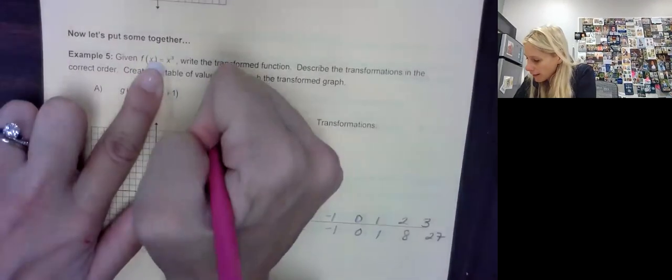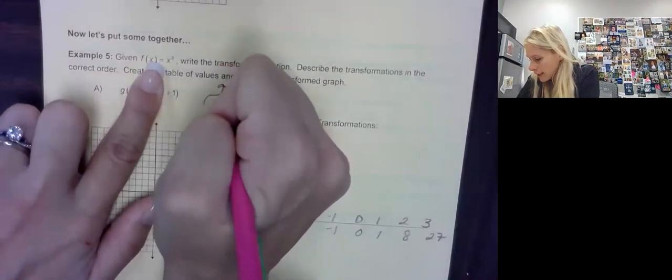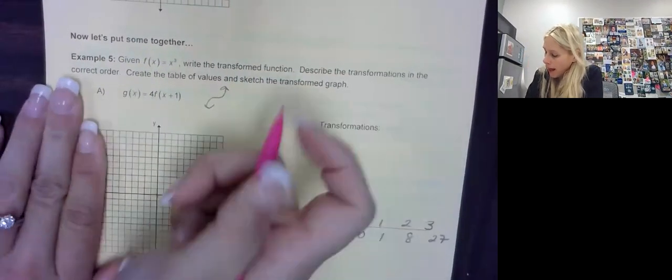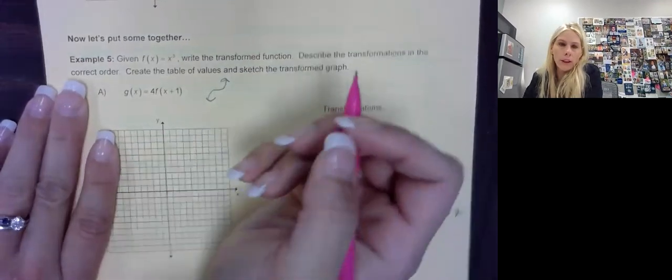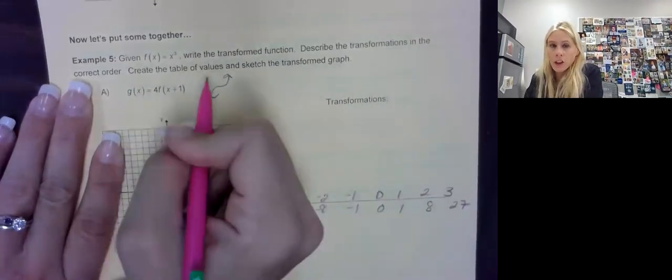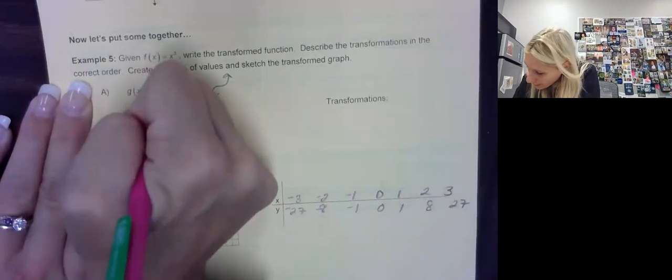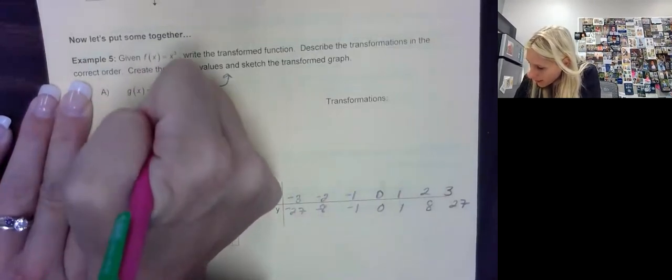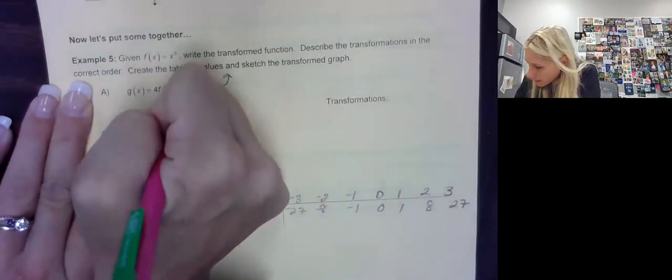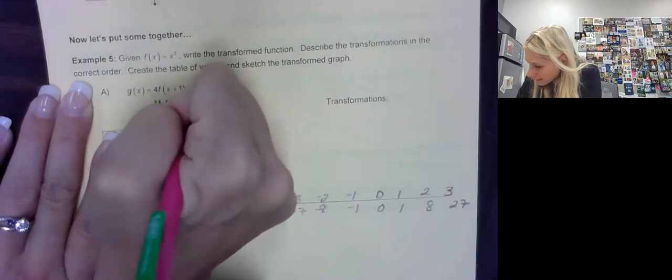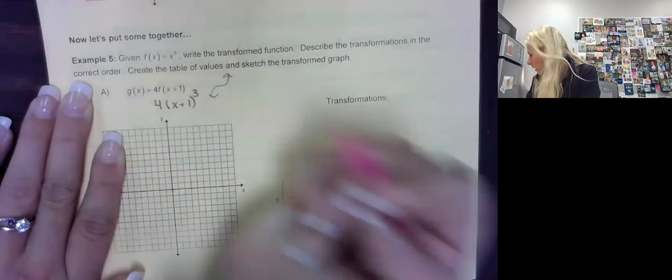So cubic, right? So it's going to look like this. I'm going to write it in our equation notation because this is function notation. So the 4 is on the outside and that x plus 1 is on the inside. The inside is what is cubed. Okay.